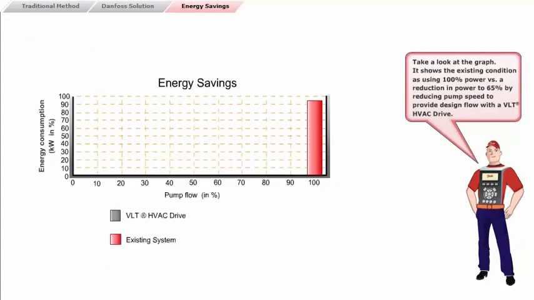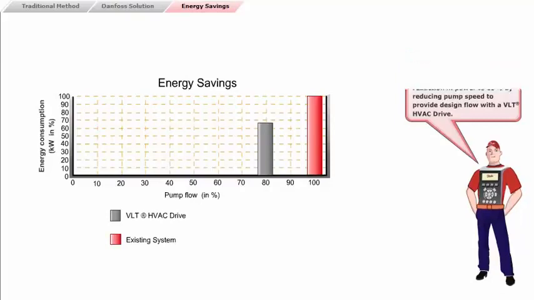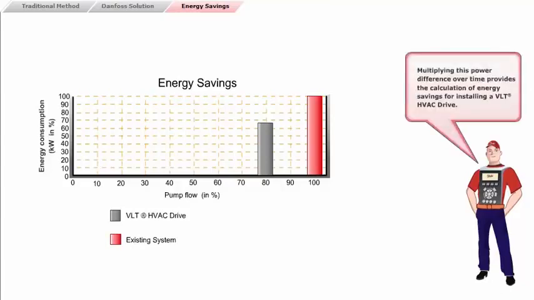Take a look at the graph. It shows the existing condition as using 100% power versus a reduction in power to 65% by reducing pump speed to provide design flow with a VLT HVAC drive. Multiplying this power difference over time provides the calculation of energy savings for installing a VLT HVAC drive.